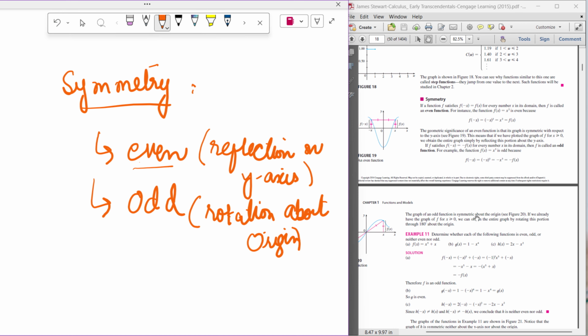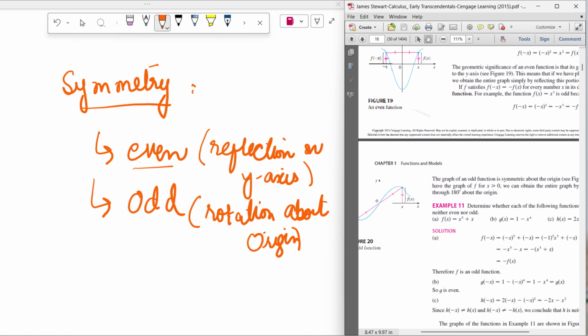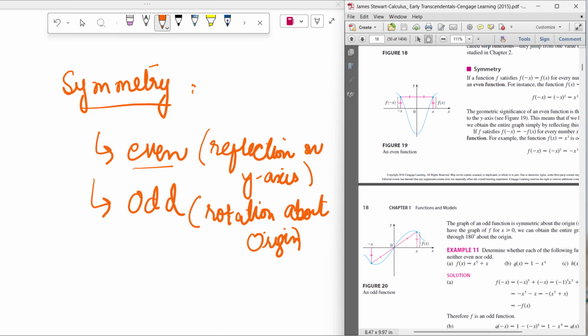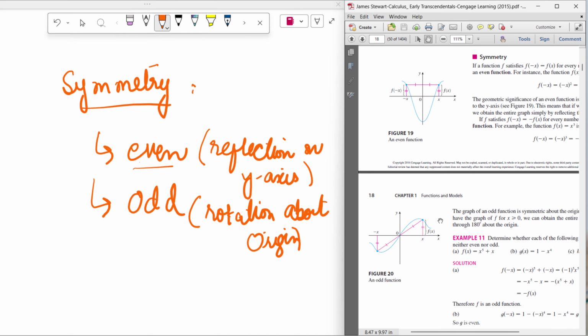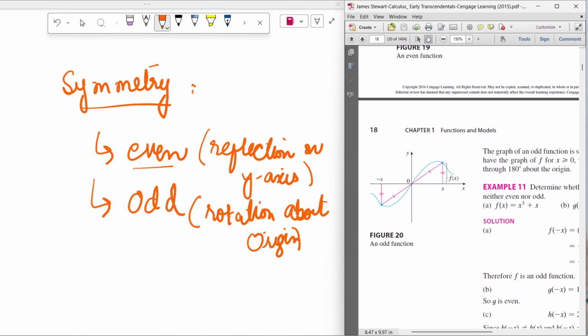The graph of an odd function is symmetrical about the origin. So by just looking at figure number 19, on both sides of the y-axis the graph is exactly the same. So it means it is an even function. But when I look at figure number 20, when we rotate about the origin, the graph is similar or symmetrical about the origin, then the function is called odd.